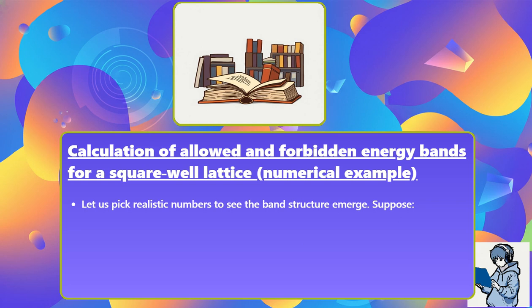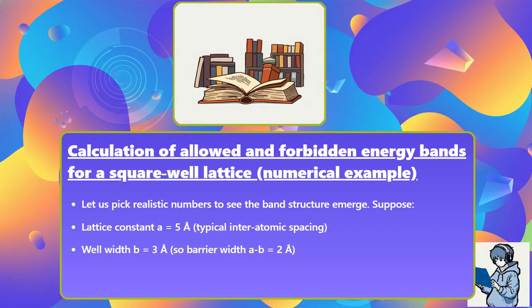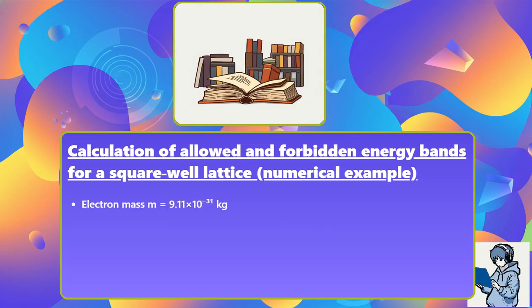Let us pick realistic numbers to see the band structure emerge. Suppose the lattice constant a equals 5 angstroms, a typical interatomic spacing. Well width b equals 3 angstroms, so the barrier width a minus b equals 2 angstroms. Barrier height V0 equals 10 electron volts. Electron mass m equals 9.11 times 10 to the minus 31 kilograms.